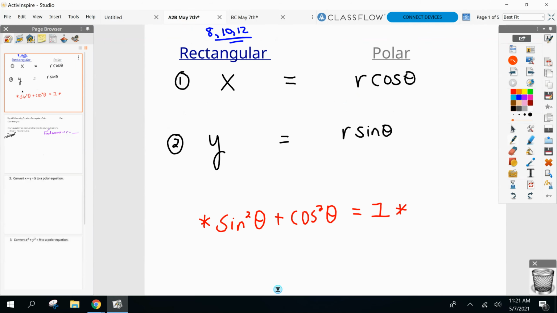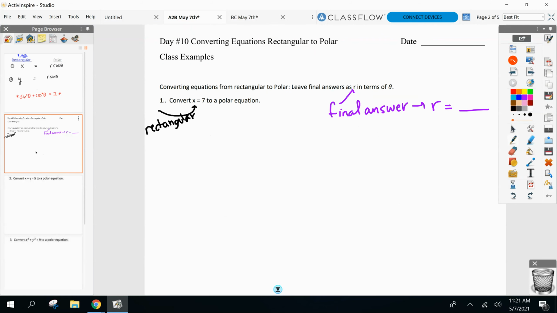R cos theta. Yep, so I'm just going to substitute it in. Where I see the X, r cosine theta equals 7. I substitute that in every time I see an X. All right, looks good. But if this is going to be a polar form, what's got to be all by itself? The R. So now I need your help using your algebra skills, which I know all of you have, to get R by itself now.